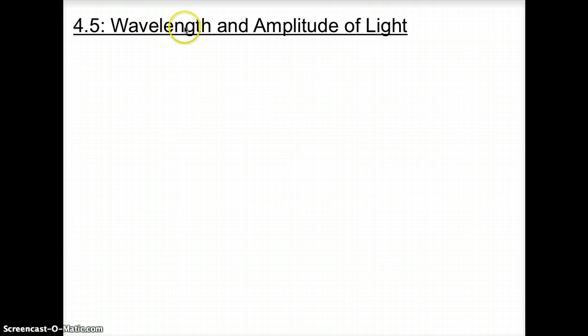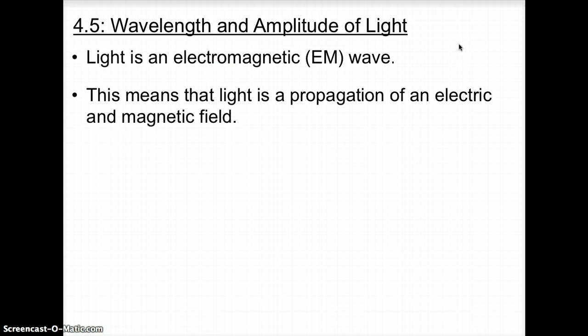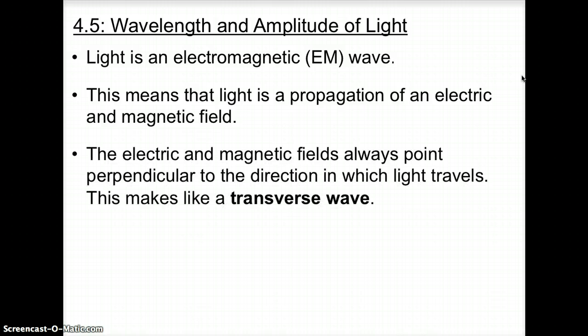Light is a wave. That means it has wavelength and amplitude. Specifically, light is an electromagnetic wave. That means that light is the propagation of an electric and magnetic field together. The fields oscillate, and that's what the oscillation is in an electromagnetic wave. These fields, the electric and magnetic fields, always point perpendicular to the direction in which light travels. They also happen to point perpendicular to each other.